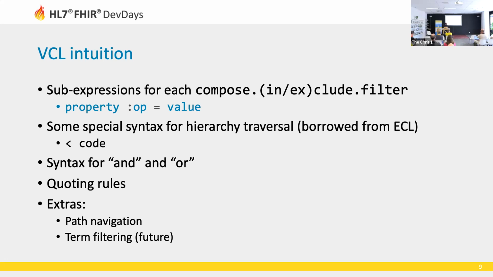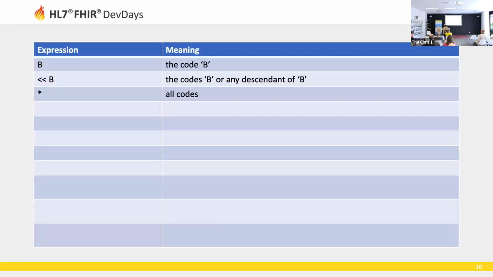And then there are a couple of extra features that you can't do in a value set compose. So the path navigation stuff, and then the term filtering. This is not actually in the current proposal yet, and if I have time, I'll talk about why it sort of got stuck.